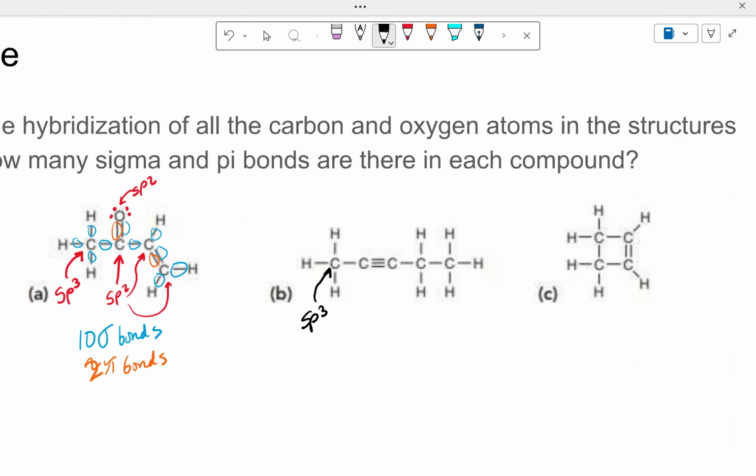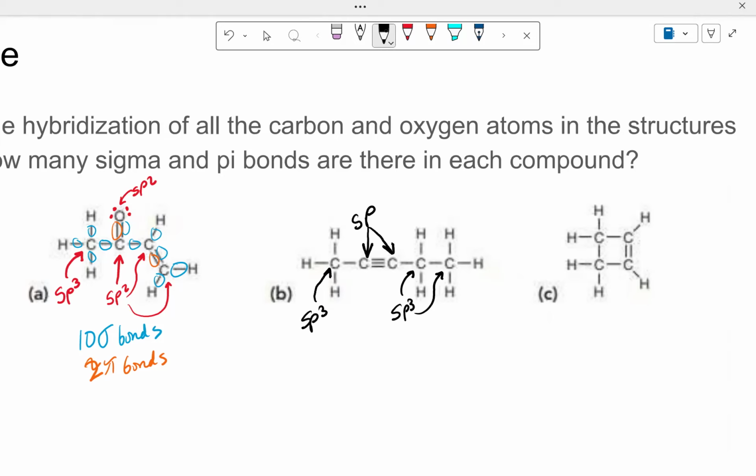We look at the second carbon. That has a single bond on one side and a triple bond on the other. Same thing with this carbon. These are both sp hybridized. And then this carbon here has 4 regions of density around it, so it's sp3. We would say the same thing for the last one.